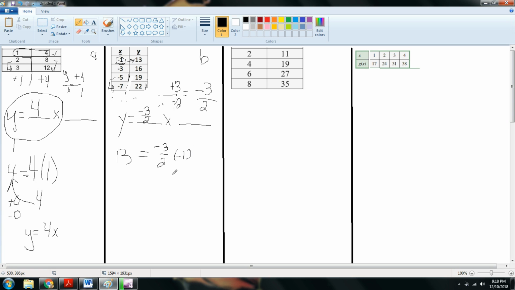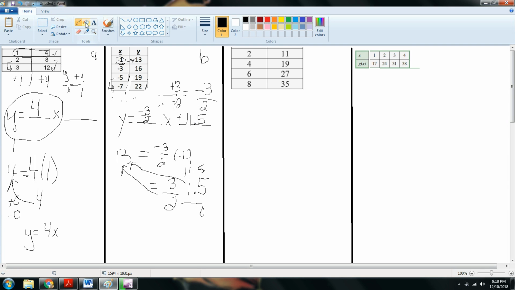So negative 3 halves times negative 1 is positive 3 halves. But I need to get to 13. In this particular case, I might actually think about this decimal-wise, just because it's a little bit easier for me in my brain, since I'm not doing this with a calculator, to go from 1.5 to 13. I know I need to go up, so that's a win. Let's see, how much do I need to go up? Is it 11.5? Sounds about right, doesn't it? Yeah. So I need to go up a whole 11.5.